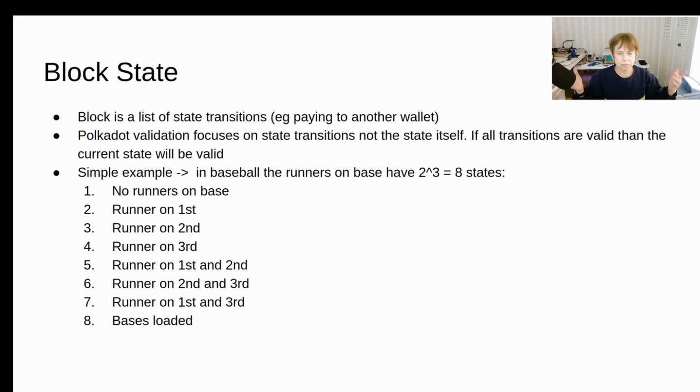The example I came up with on this is baseball. You have, of course, home plate, but then you have the three bases. The state of runners on base can have 8 states, 2 to the third, since either runners are there or they're not, on 3 bases. So state 1 might be no runners on base, then runner on first, runner on second, runner on third, runner on first and second, second and third, first and third, and bases loaded. Those are the only states of the base paths that you can have in baseball.